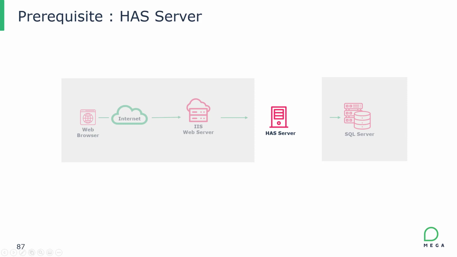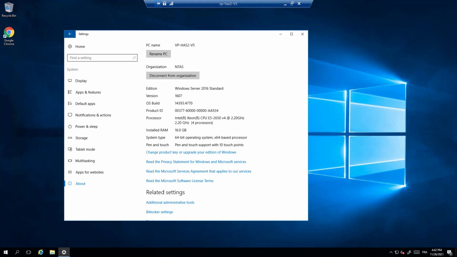Let's go to the server for the installation of the prerequisites. We are now on the server and we are going to install the prerequisites. We are on Windows Server 2016. We are not compatible with Windows Server 2012 anymore. Make sure you have enough CPU and RAM to be able to host the HAS and HOPEX deployments.